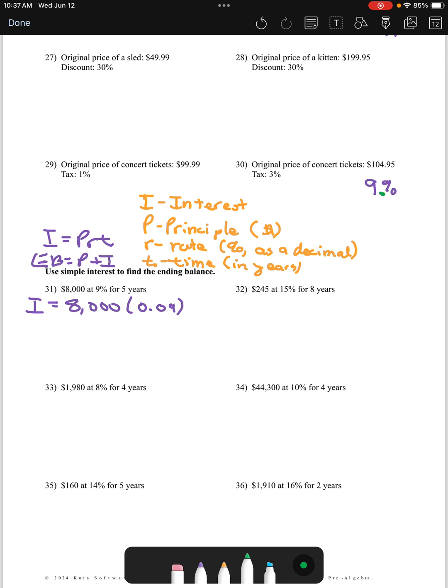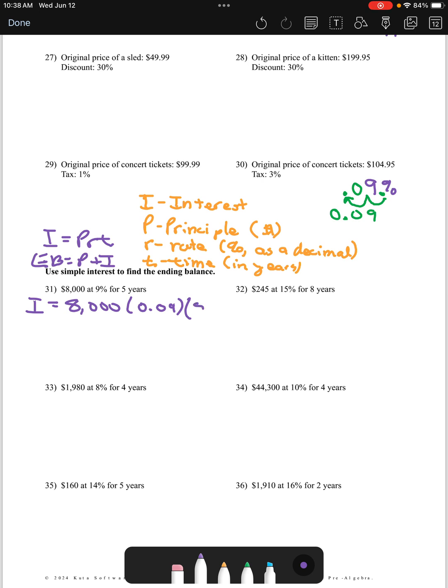It's after the 9. To change a percent into a decimal, we move the decimal point left 2 times. The gap gets filled in with a 0, and anytime I have a decimal, I always put an extra 0 in front of it, so I know it's a decimal. So that's how I got that 0.09. I will not be showing that for the remainder of the problems. I'm just going to talk it out. So that's I equals PR.